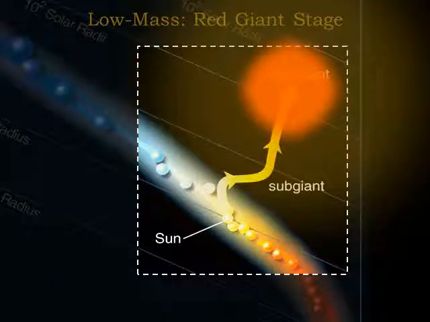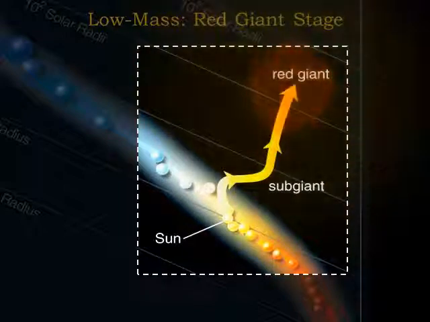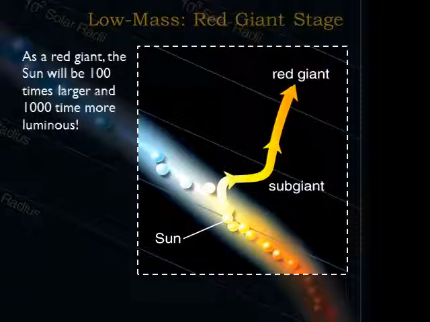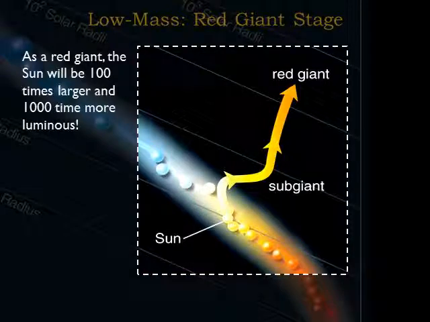Over a period of about 1 billion years, the Sun will slowly grow in size and luminosity to become a red giant. At the end of its red giant stage, the Sun will be more than 100 times as large in radius and more than 1,000 times as bright in luminosity as it is today.